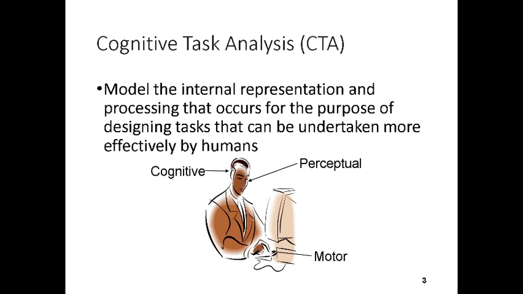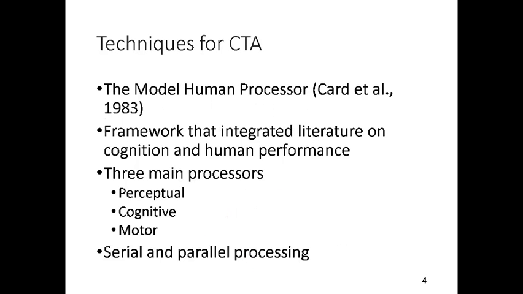So the CTA follows a processor model. This model is an internal representation of processing that occurs for the purposes of designing a task that can be undertaken more effectively by humans. Okay, so we have the cognitive, perceptual, and the motor, and all of that to make up the model of this processor model. So this is what we call the model human processor. That image that I just showed you is what we refer to as the model human processor, the cognitive, perceptual, and motor.